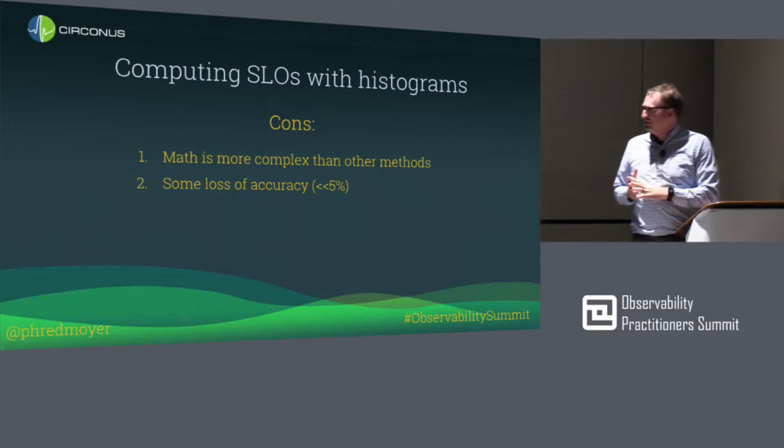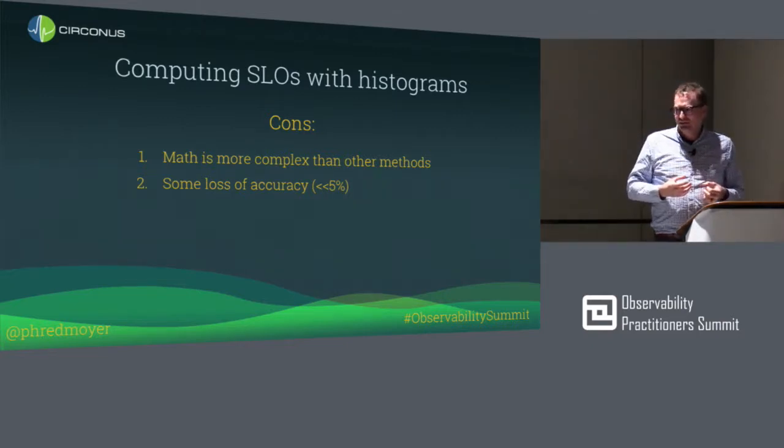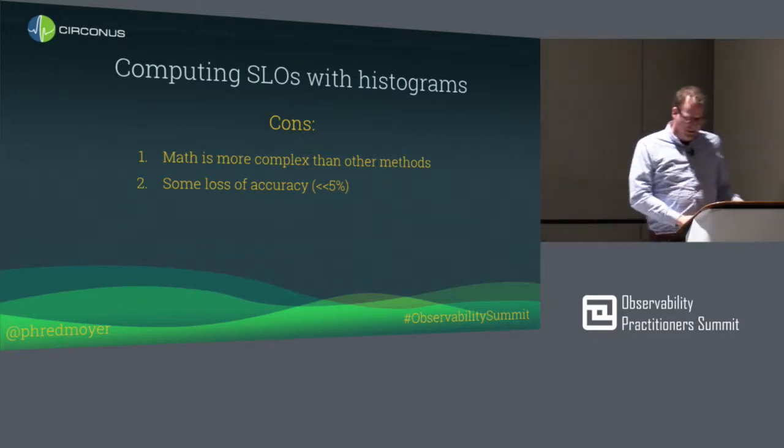There are some disadvantages. The math is a little bit more complex than the other methods, though not really so much for stuff like tdigest, which is definitely more complicated, and you have a little bit of loss of accuracy.